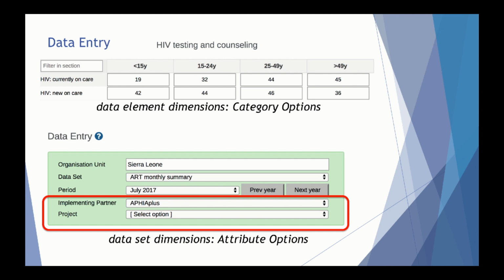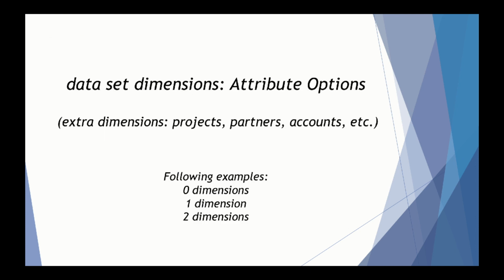This is a screenshot again from the Sierra Leone demo showing the data set ART monthly summary, which is set up to choose a category combination of implementing partner and project. So let's look at how data set dimensions are modeled. And just for fun, I'm going to go in the reverse order, starting with 0 dimensions, then 1 dimension, then 2 dimensions.